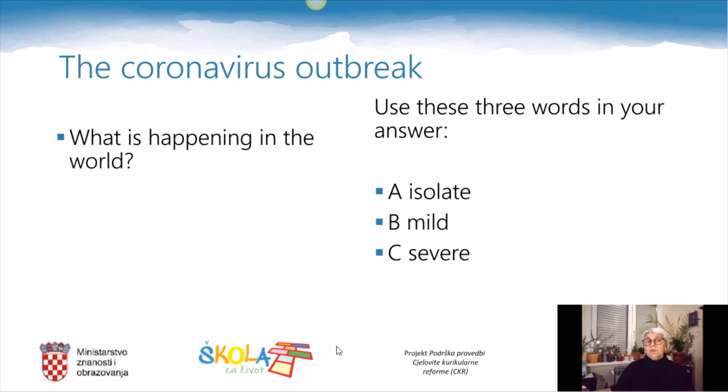What is happening in the world now? If you turn on your television or the radio, or if you ask anyone, people will know. But can you answer the question using these 3 words? Isolate, mild, severe. And you remember that mild and severe are adjectives of the opposite meaning. Okay, let's go on, hoping that you have all the answers in your notebook.